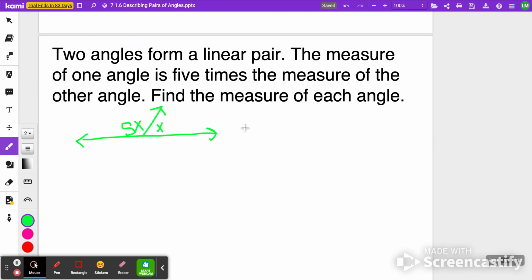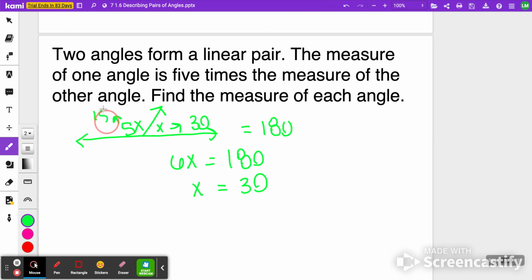Notice how these are both equal to 180 because it's a straight line. So that means my equation can be 6x equals 180. Then we would divide both sides by 6, and we get 30. So x is equal to 30. That means this one is equal to 30, and this one is equal to 150 degrees. Okay?